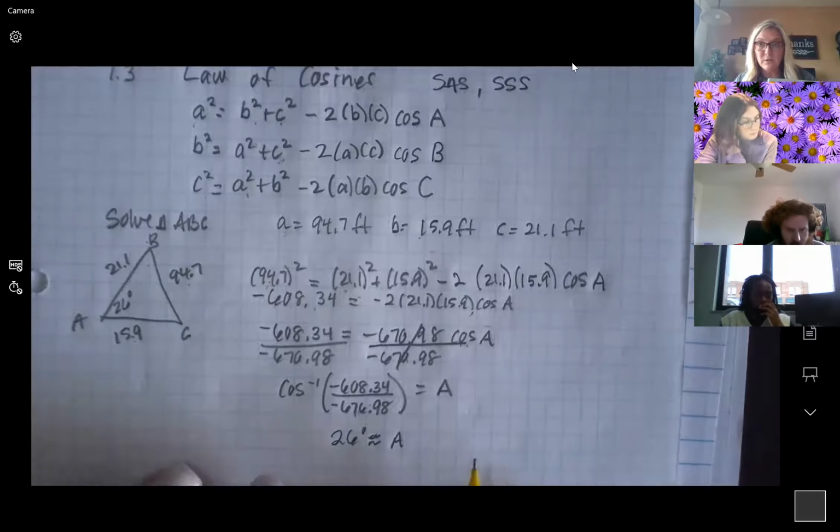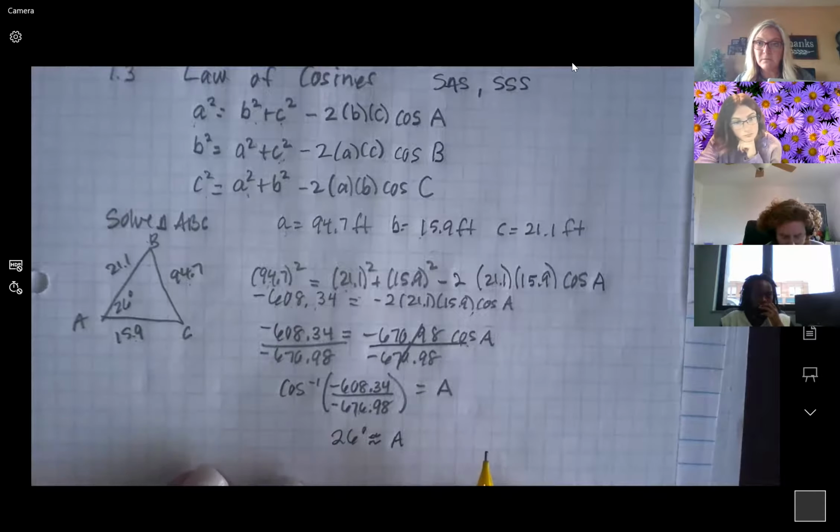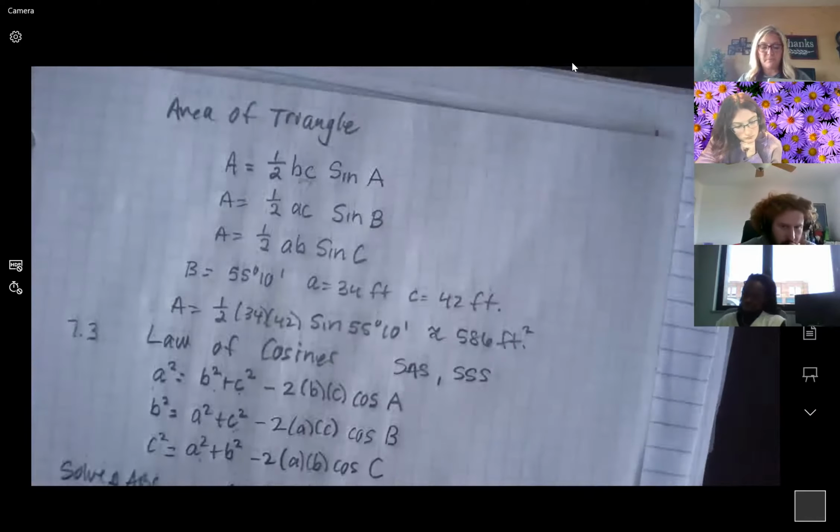Do you feel like you need to do another one, or can we do a word problem on it where you have to do the process? Okay, let's do a word problem on it.